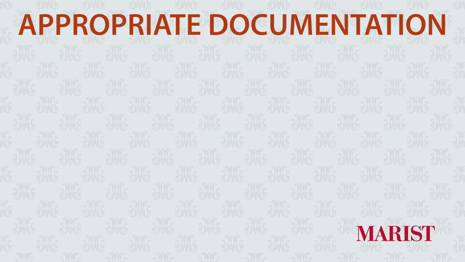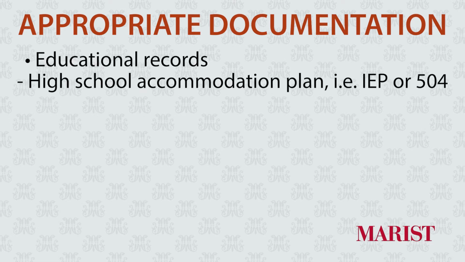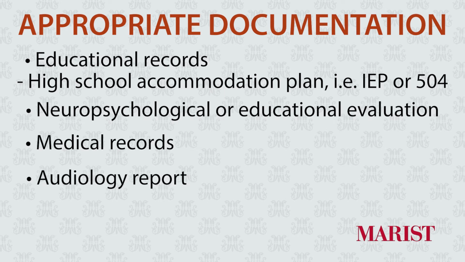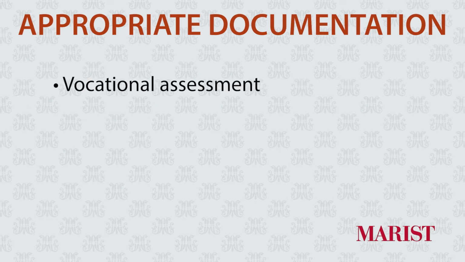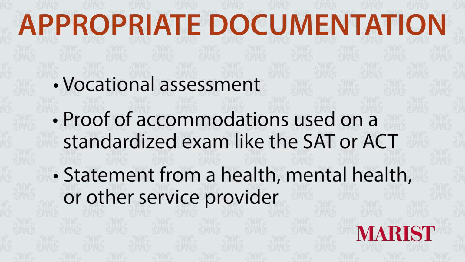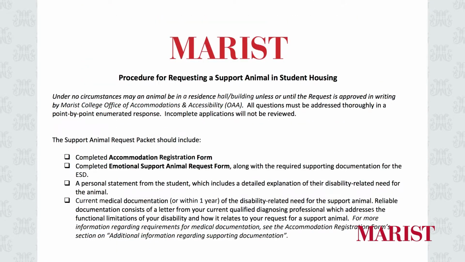Some examples of appropriate documentation might include educational records, such as a high school accommodation plan, like an IEP or 504 plan, a neuropsychological or educational evaluation, medical records, an audiology report, a vision assessment, vocational assessment, proof of accommodations used on a standardized exam like the SAT or ACT, or a statement from a health, mental health, or other service provider. We have developed different forms that can be used for certain types of disabilities.